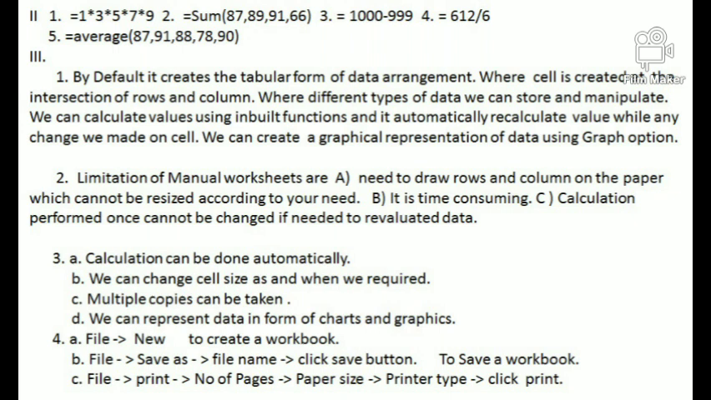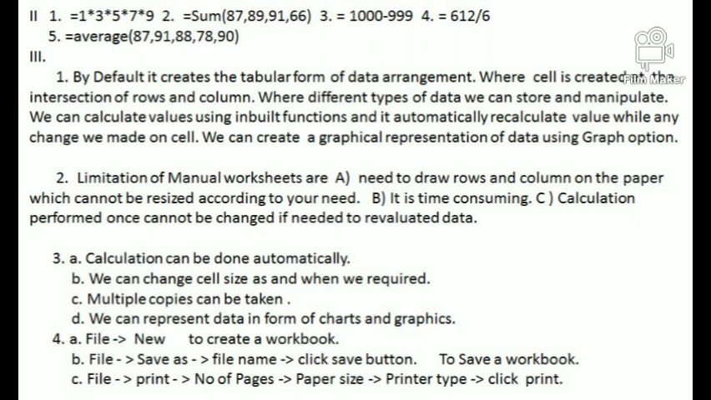Number 2, to find the sum of 87, 89, 91 and 66. So we just have to write first equal to. Why? Because all the functions start with the equal to symbol. Equal to sum within bracket 87, 89, 91, 66. Round bracket close. Next question. Subtract 999 from 1000. So we have to write 1000 minus 999.